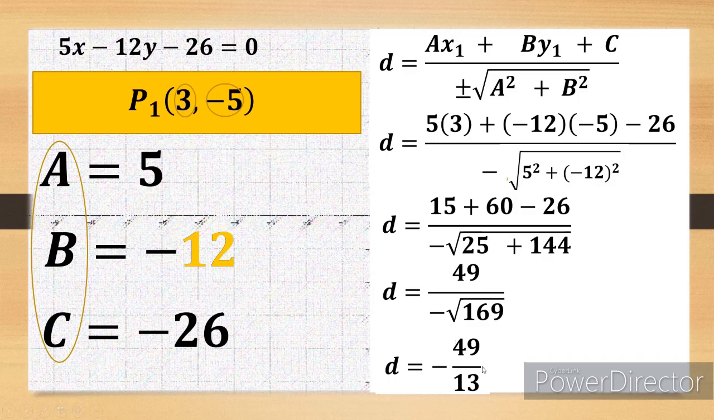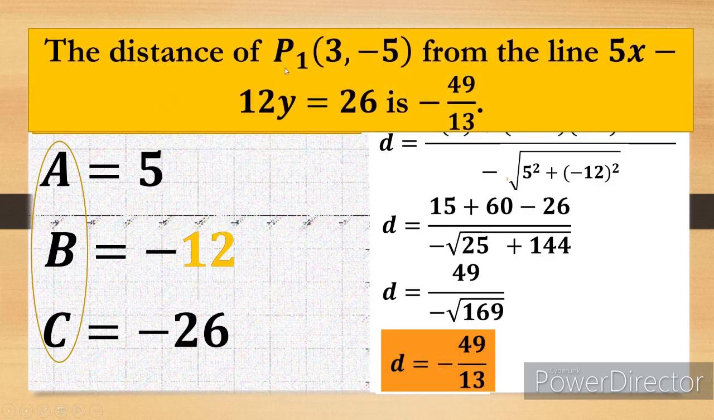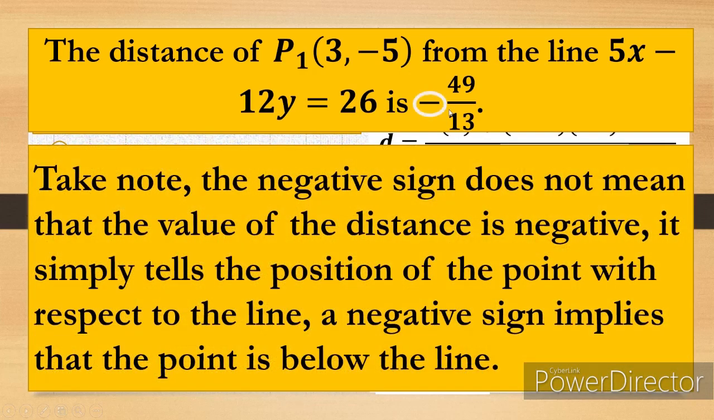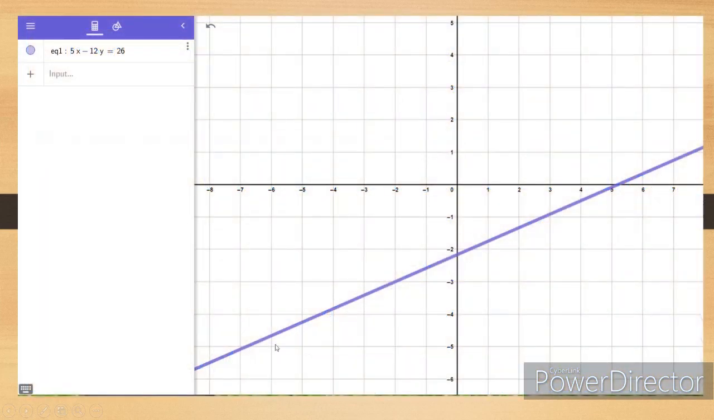Again, sabi kanina, if the answer is negative, it means that the point is below the line. And kapag naman positive, the point is above the line. Okay? So, the distance of point P sub 1, 3, negative 5 from the line 5x minus 12y equals 26 is negative 49 over 13. Kapag in-graph natin siya, okay, this is our line and yung point natin is nandito. So, this is the point 3, negative 5. And yung directed distance ng point na to dito sa line na to is negative 49 over 13. Negative kasi yung point is below the line.